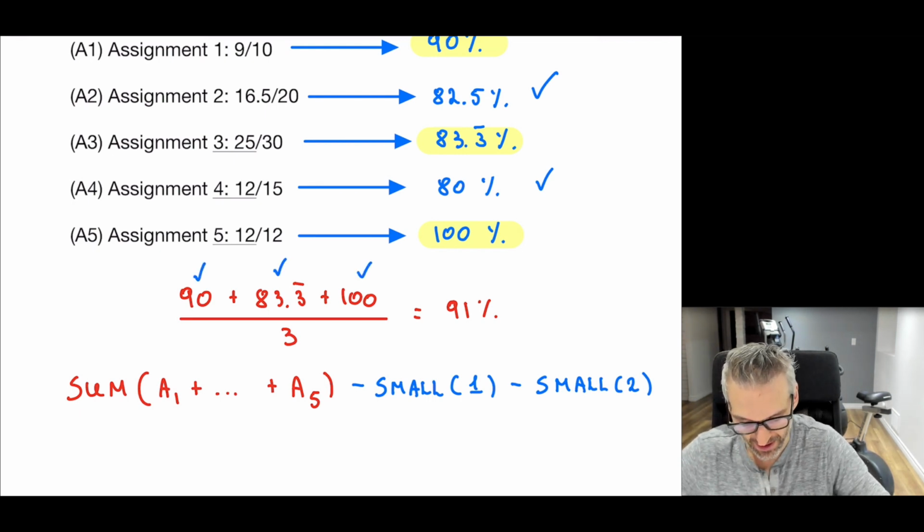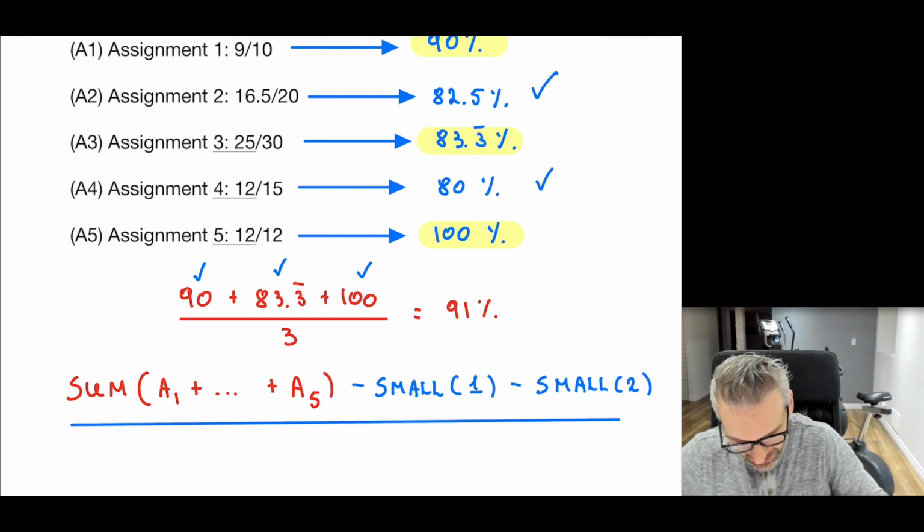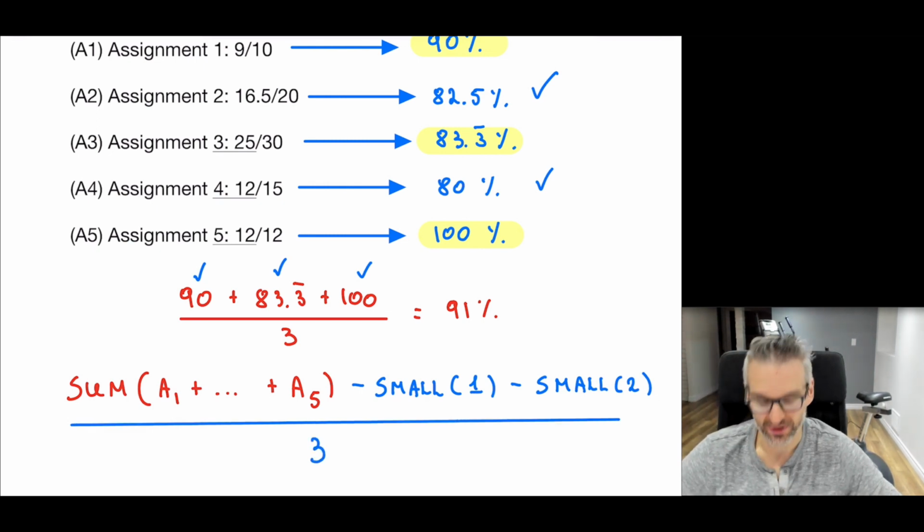So that's my sum up on top. And then I can take this entire thing and divide by how many I'm actually counting. And I'm going to get exactly the same answer, okay? 91%. So that's going to be the idea that we want.